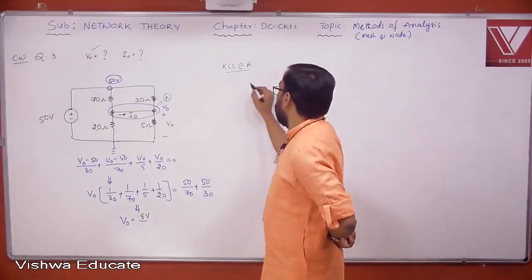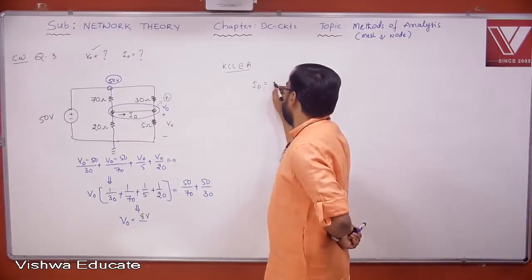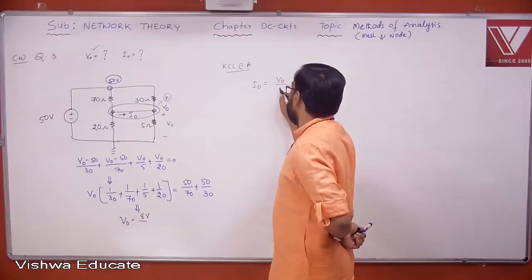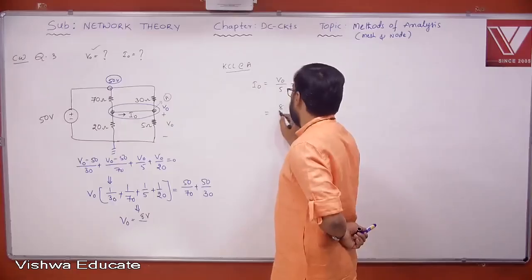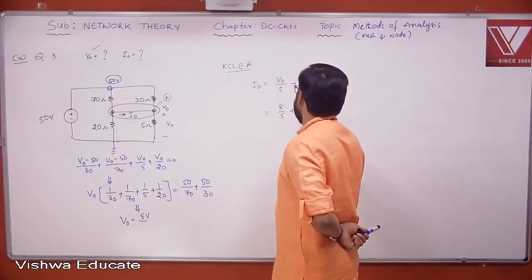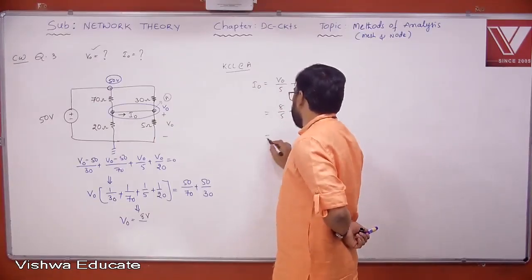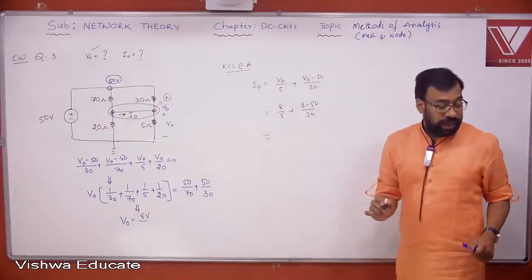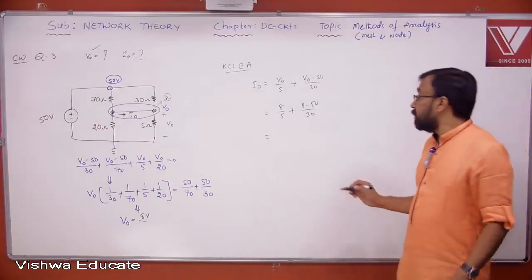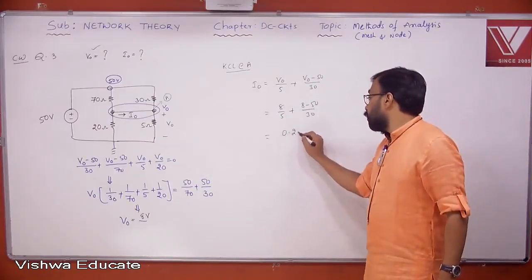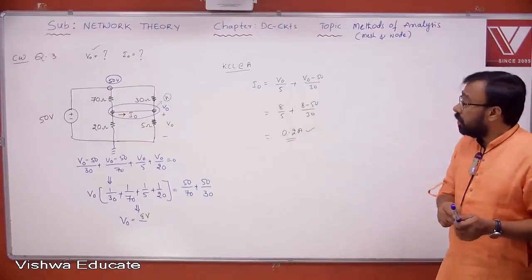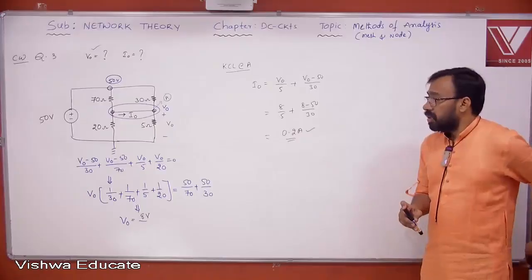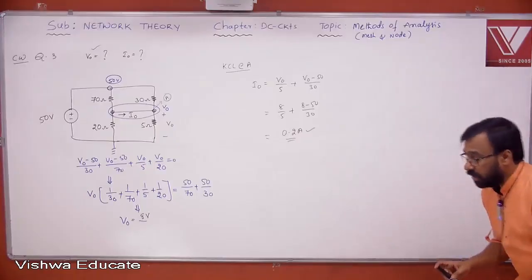So, tell me, I0 is entering. V0 by 5 is leaving. (V0 minus 50) by 30 is leaving. Substitute here: 8 by 5 plus (8 minus 50) by 30. You can simplify it. Okay, I give you that answer directly here. That must be 0.2 ampere. That's it. Please note down. This is how you can solve using node analysis. It's very important.